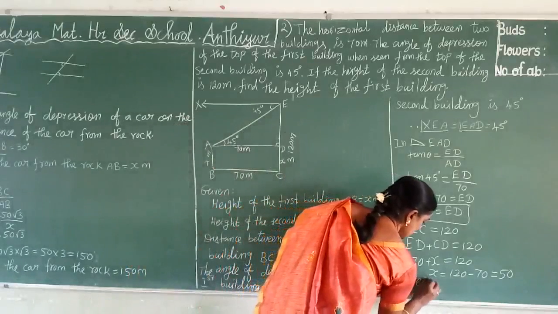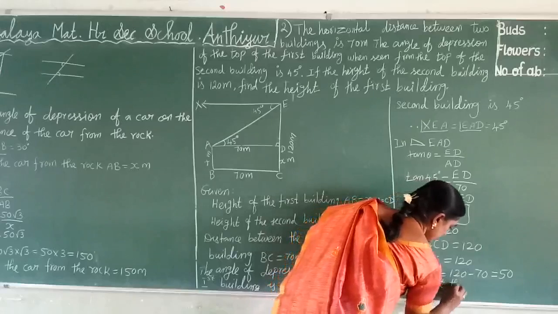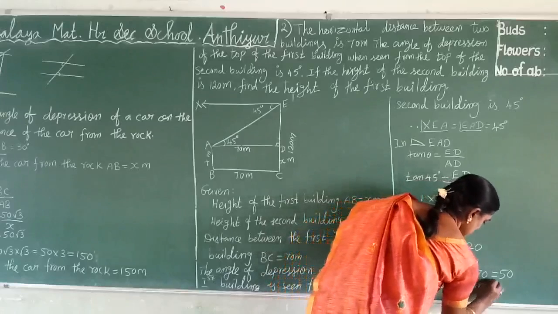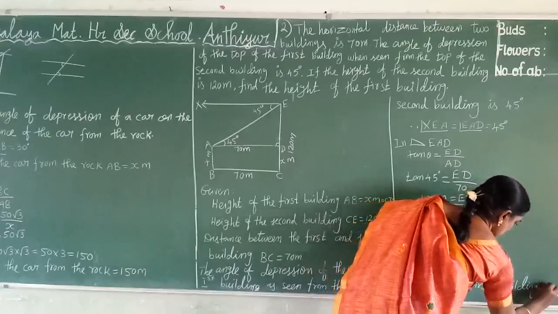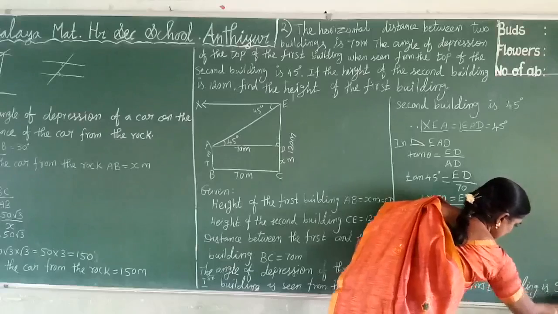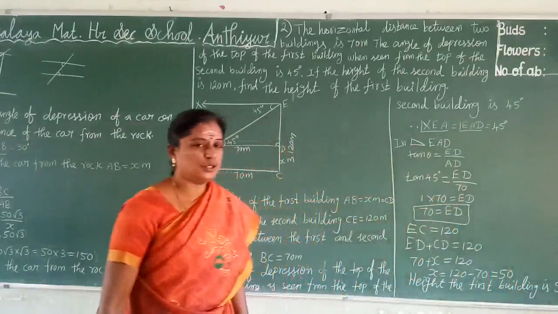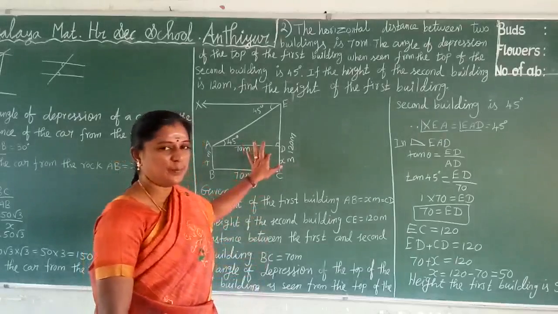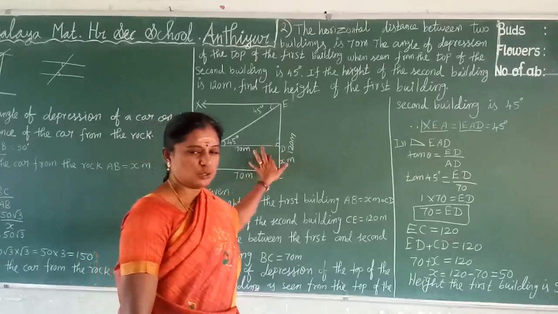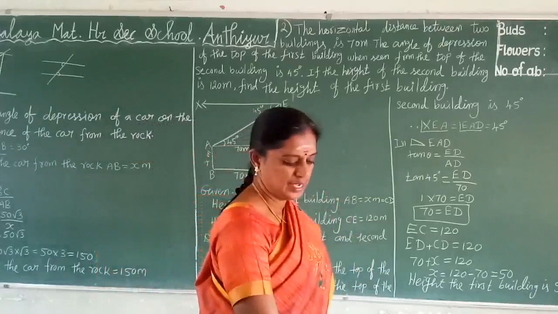Therefore the height of the first building is 50 meter. It is compulsory to write the units. Clear? So you select the triangle properly and the ratios, so easily you find the answer.